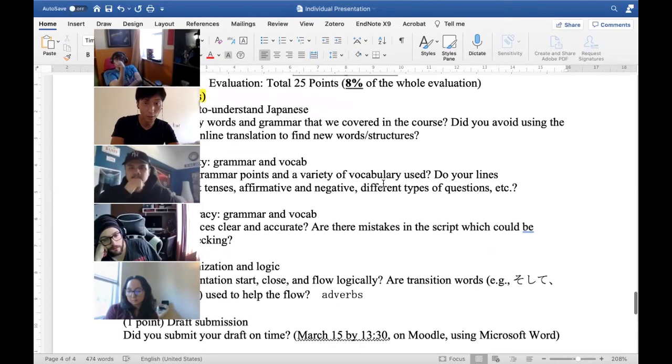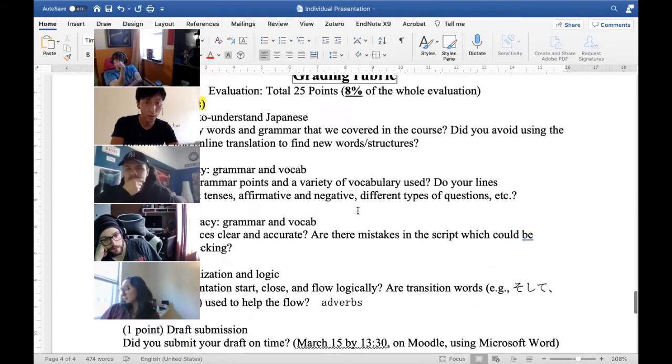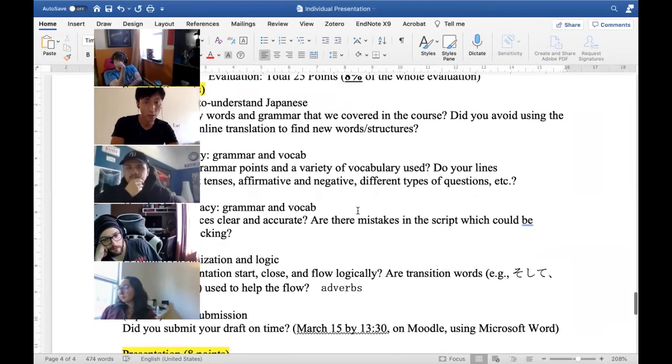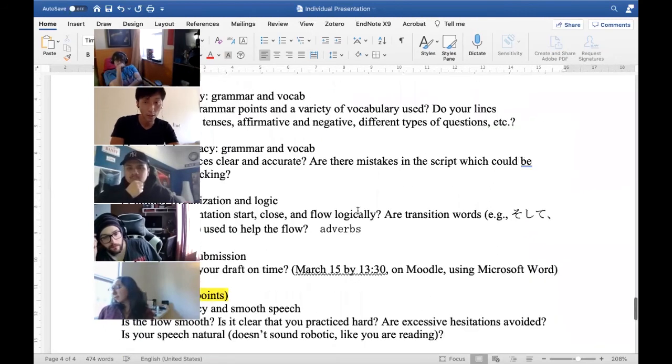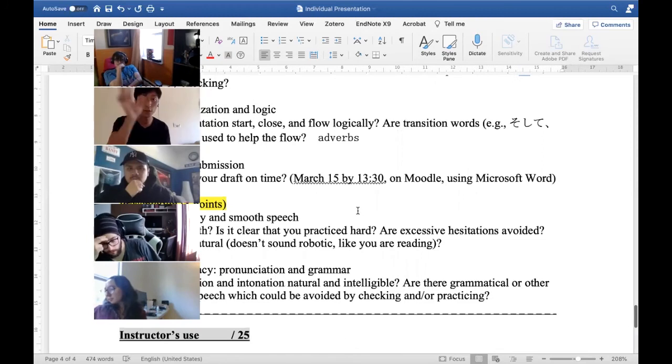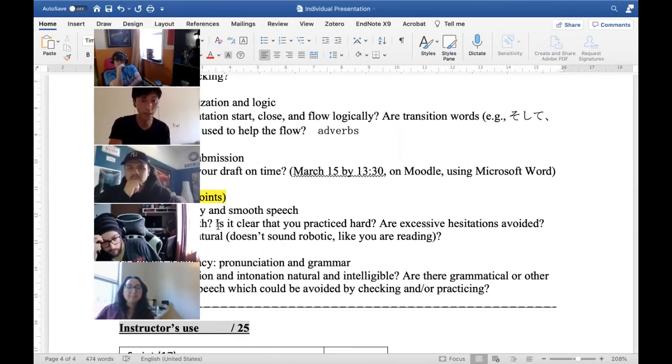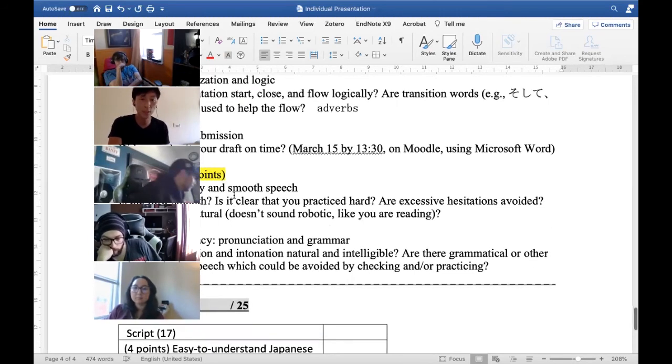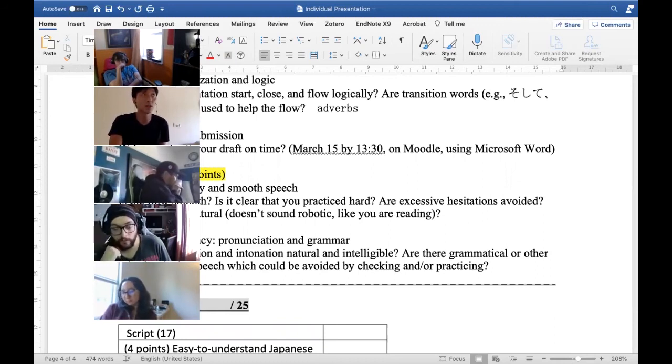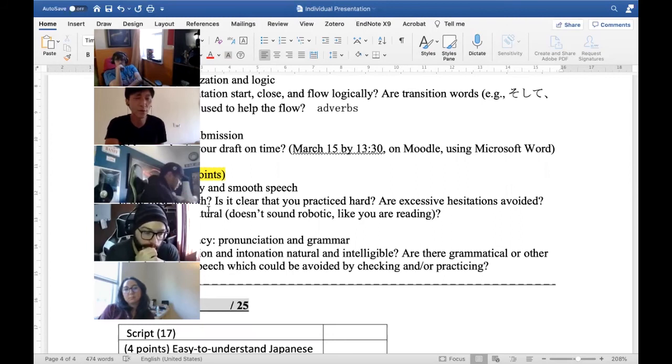大丈夫かな? Okay, okay. 大丈夫。 Okay, ありがとう、ありがとう。では次行きましょう。So the presentation itself is 8 points. Not a big one, but still, okay, 8 points. So fluency and smooth speech is the presentation part. Is the presentation smooth, and is it clear that you practiced hard, and are there excessive hesitations? Try to avoid them.